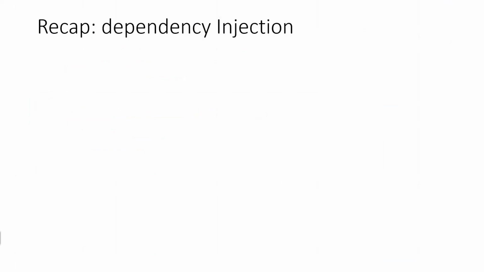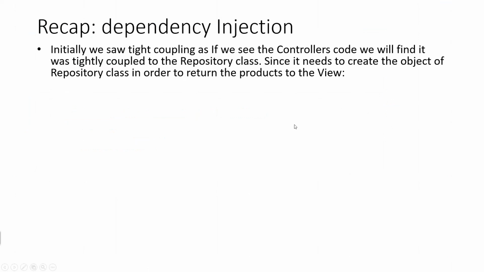For a quick recap of what we've learned in this dependency injection tutorial: we initially saw tight coupling. If we see the controller's code, we'll find it was tightly coupled to the repository class, since it needs to create the object of the repository class in order to return the products to the view, just like return View(new Repository). So this is tightly coupled. We saw the disadvantages of tightly coupled classes.